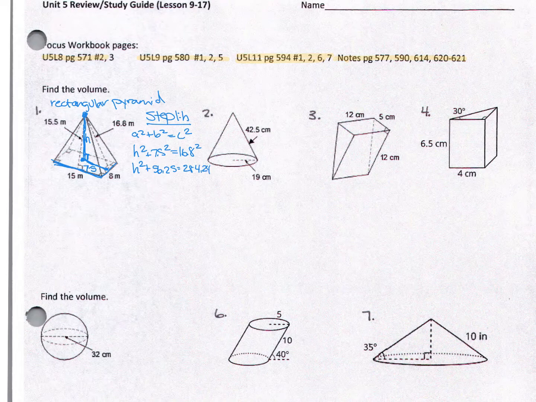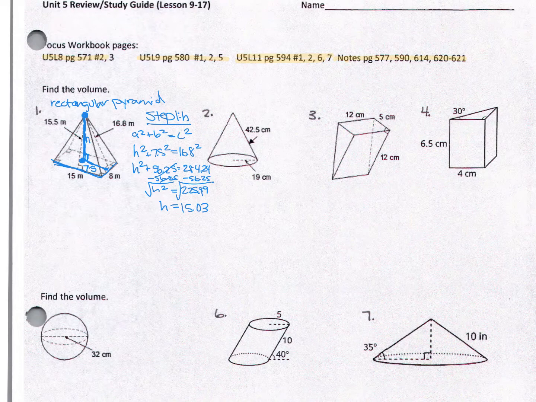284.24. I'm now going to subtract the 56.25 over to the other side. When I do that, I get H squared by itself, and I have H squared equal to 225.99. So my last step in solving for H is to take the square root of both sides, and that gives me a height of 15.03. So I know that this height from my point down to my rectangular base is 15.03.